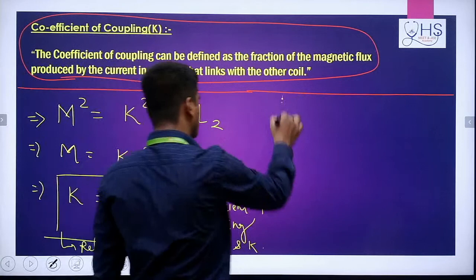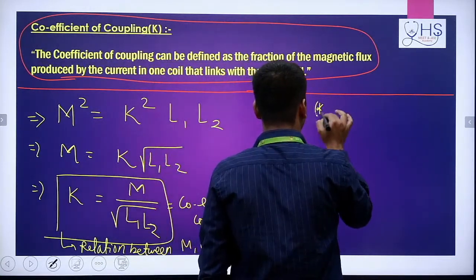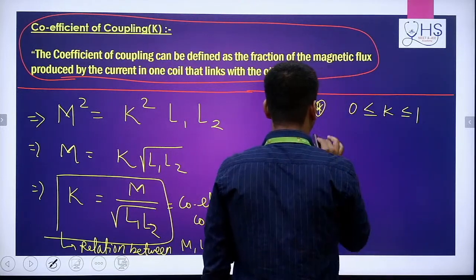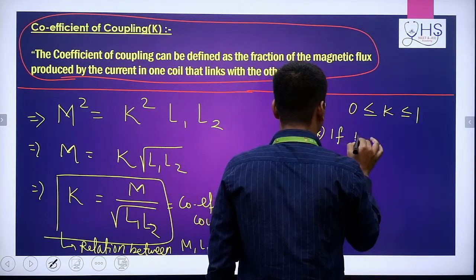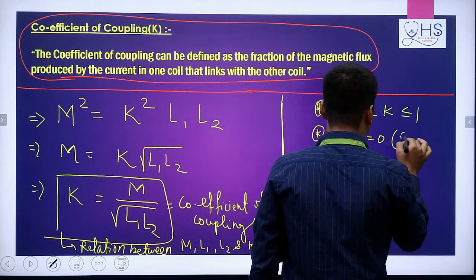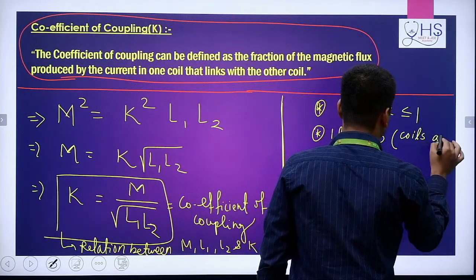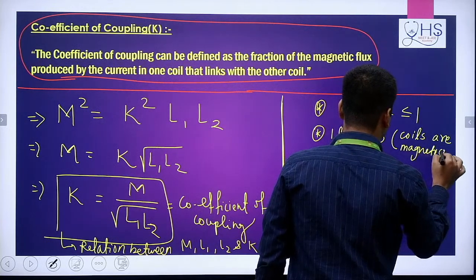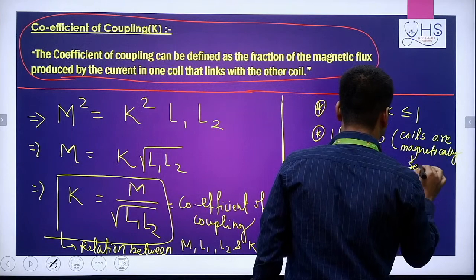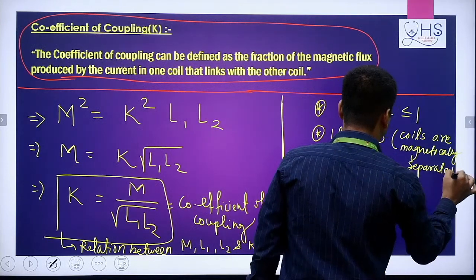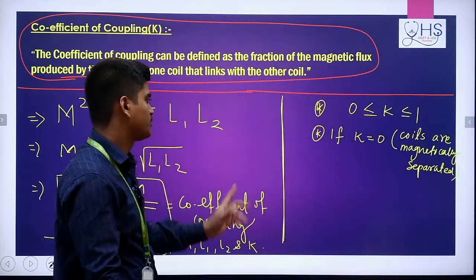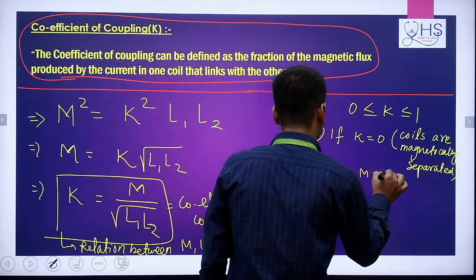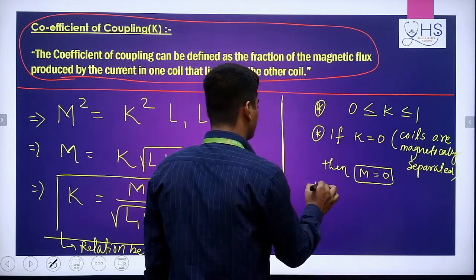So let me write some important points. K value is between 0 to 1. And if K is 0, then coils are magnetically separated. So the flux of one coil does not affect the other coil. That is what K equal to 0 means. And if K is 0, then M value is also 0. Remember, K 0 means M 0.